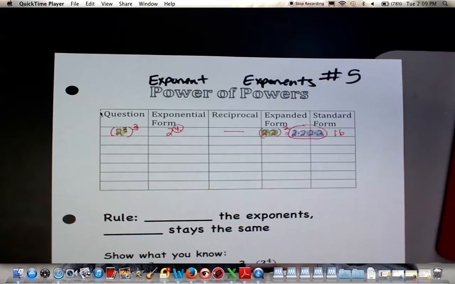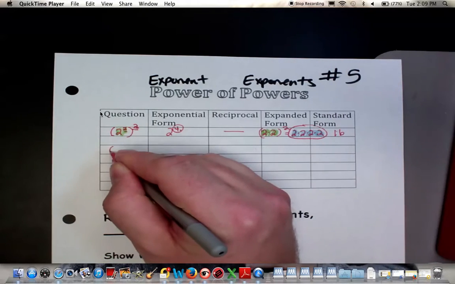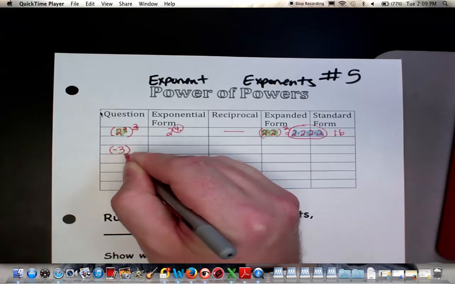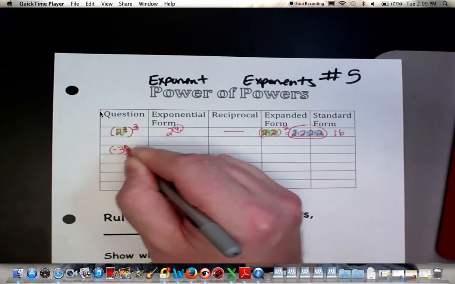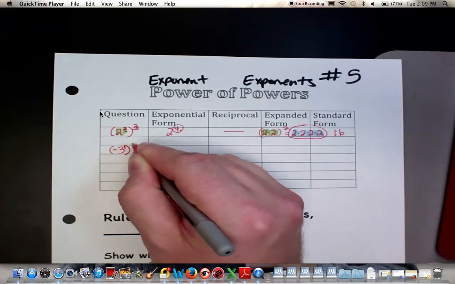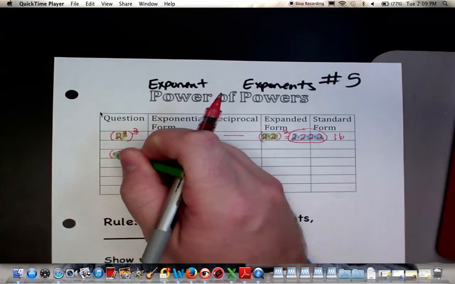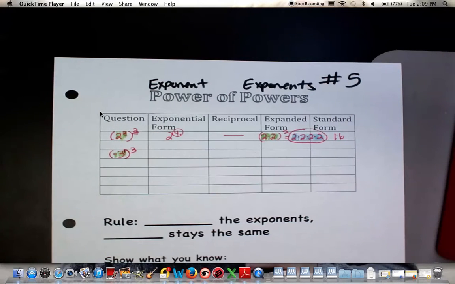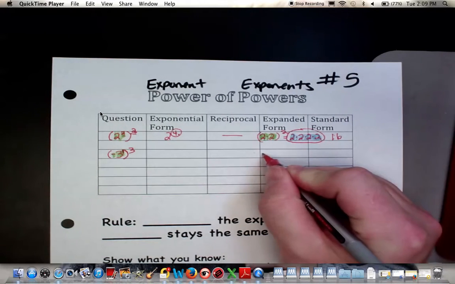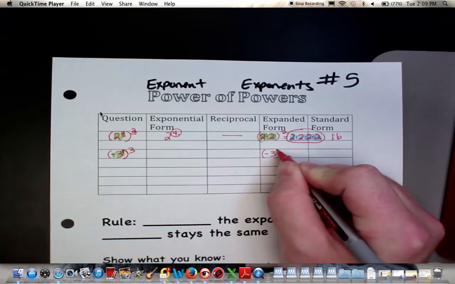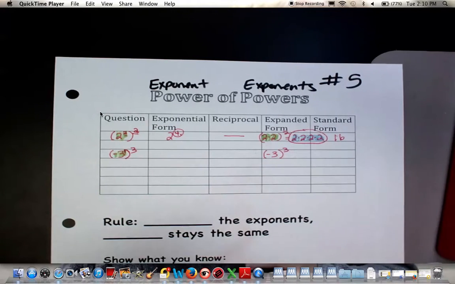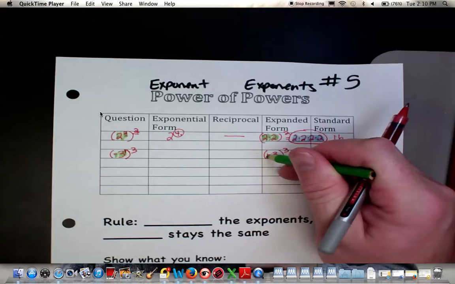So here comes our next one. I don't know. Let's do this one. Let's see here. Negative 3 to the 1st power, all raised to the 3rd power. Okay? So since we don't know the rule yet, let's just expand it out. So let's expand the negative 3 to the 1st power first. When I expand that out, that's just going to be negative 3. And then I still have the 3rd power raised to the 3rd power because it's outside of the parentheses.